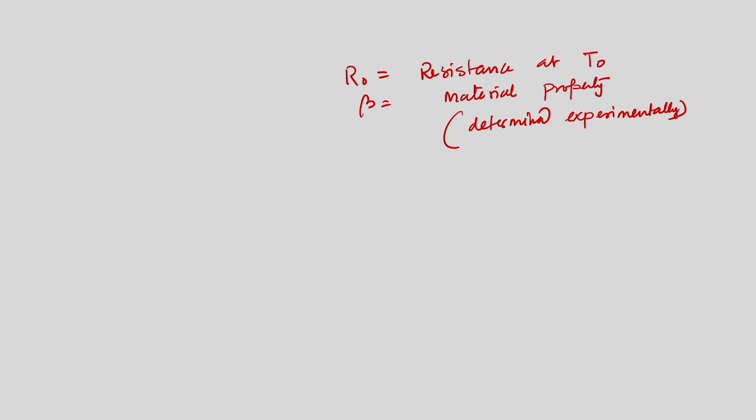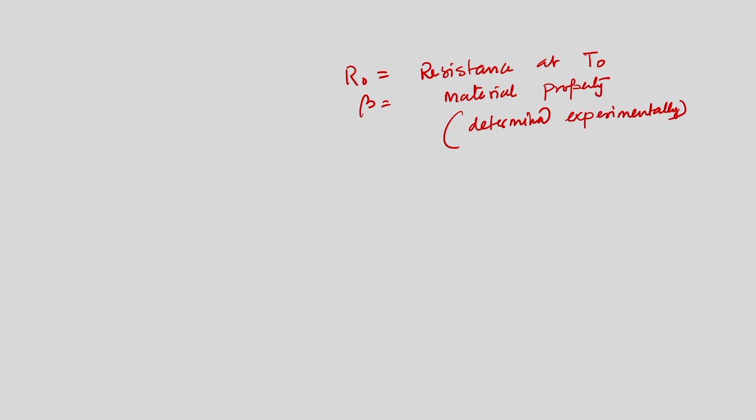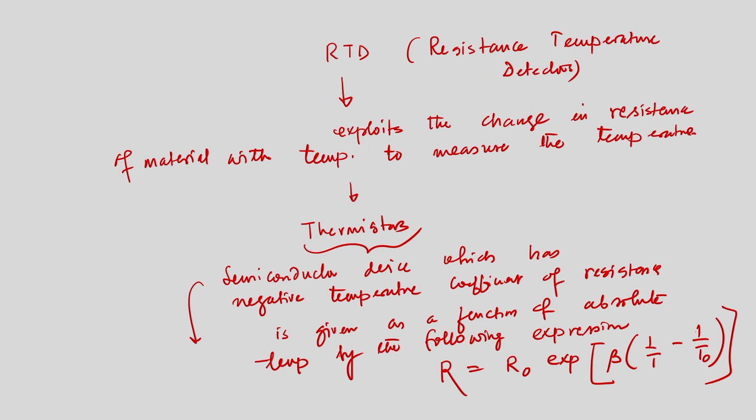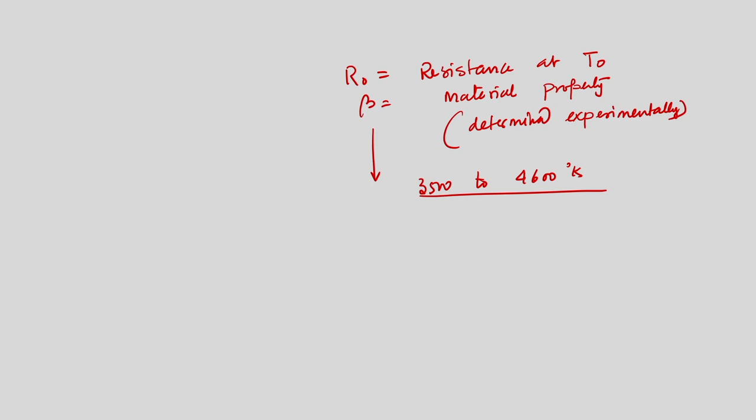Of course, these expressions we have written today are approximate expressions, but they are calibrated. R naught, the resistance at T naught, is a known value, beta is the material property, and typically this beta is 3500 to 4600 degrees Kelvin. The beta unit should be temperature, because if I go back to my previous slide, R is equal to R naught times the exponential. R and R naught have the unit of resistance, so beta should have the unit of temperature, and that is why beta, the material property, typically varies within this range.